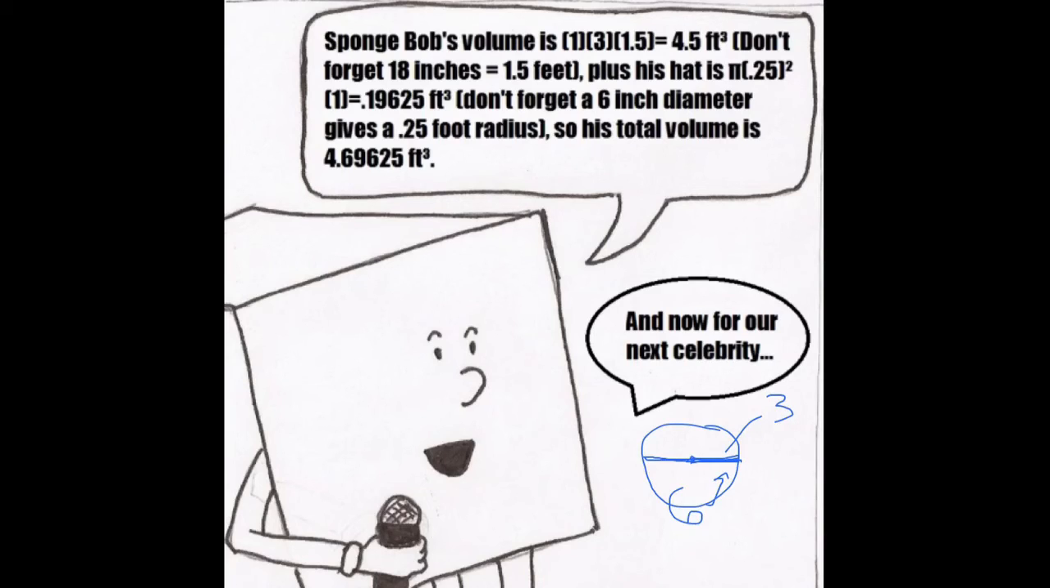And if the radius is 3 inches, we don't want to use 3 because remember we need to convert these inches into feet, 12 inches in a foot. So we would divide that by 12. 3 divided by 12 is where we get 0.25. And of course we're going to square that. So 0.25 times 0.25 times pi times a height of 1. So you get 0.19625 cubic feet, and a 6-inch diameter gives a 0.25 foot radius.